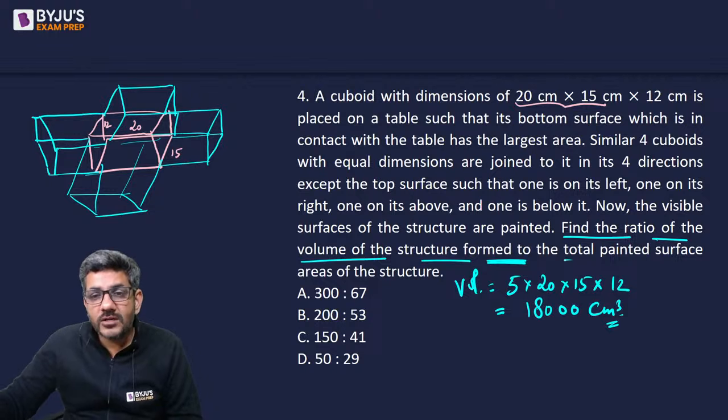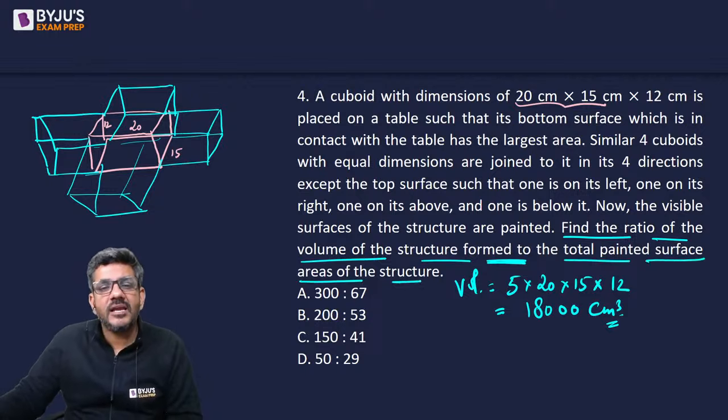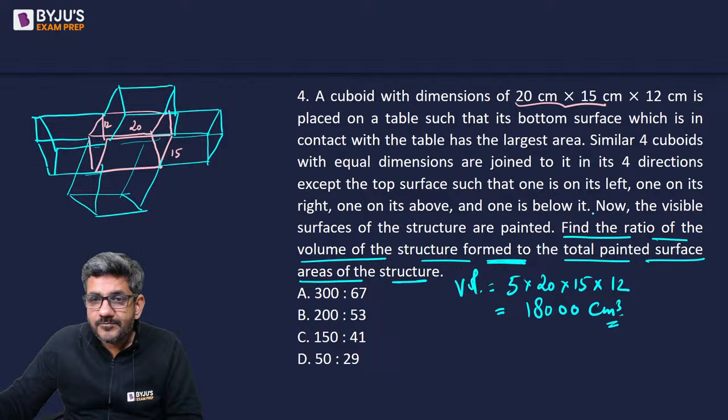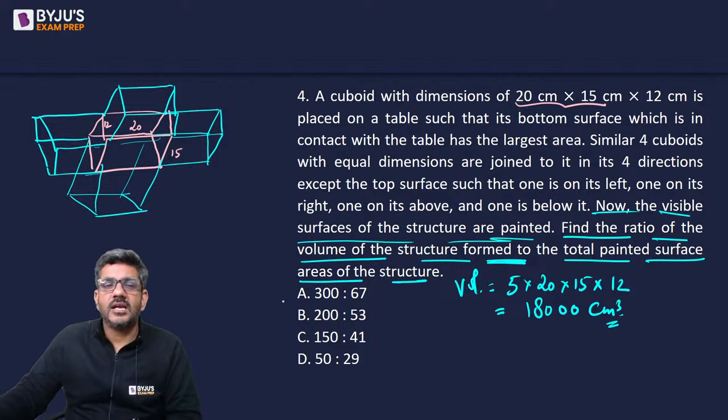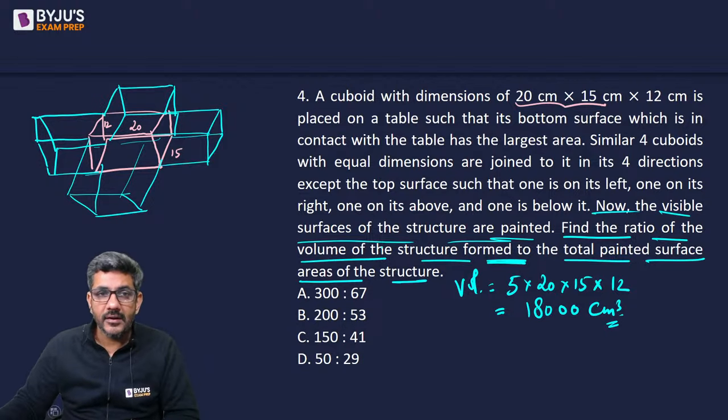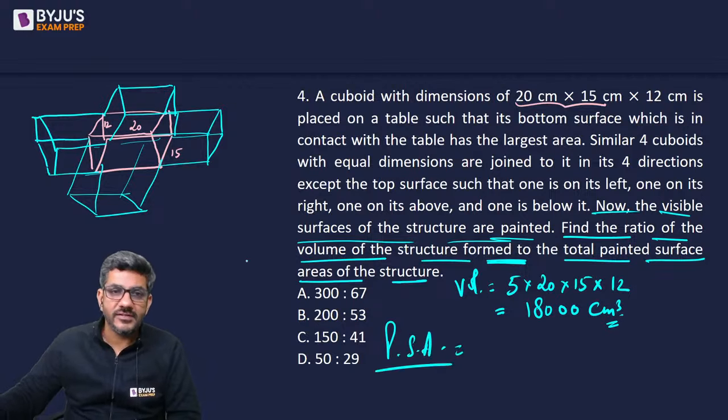I have to find the total painted surface area of the structure. Painted surface area, what is it? It was given that the visible surfaces of the structure are painted. So now I have to calculate that area as well, the painted surface area, PSA.